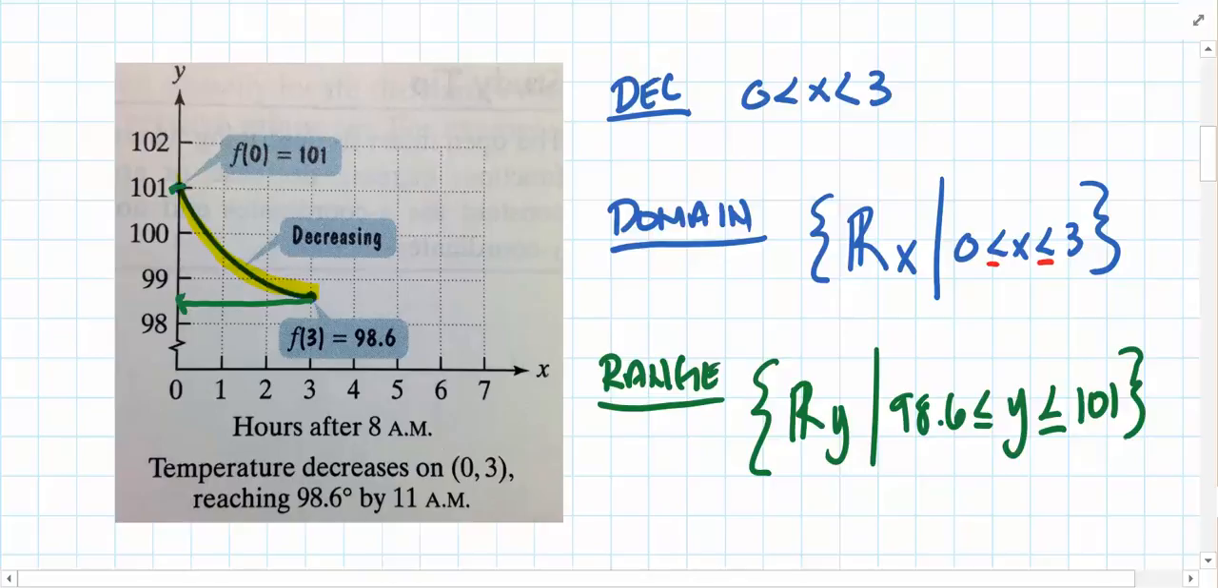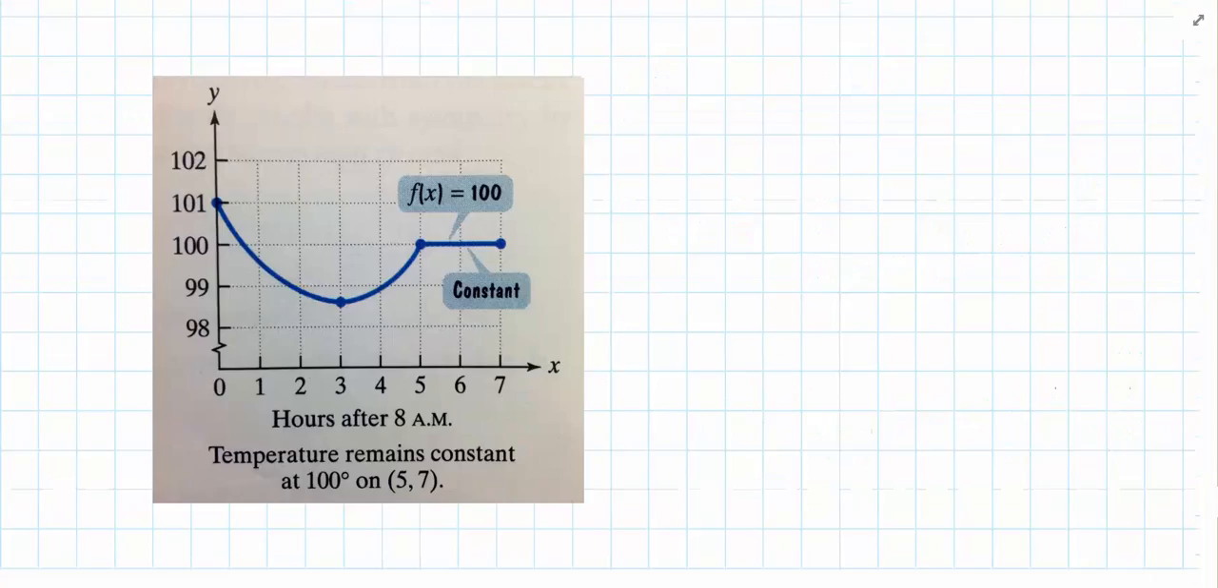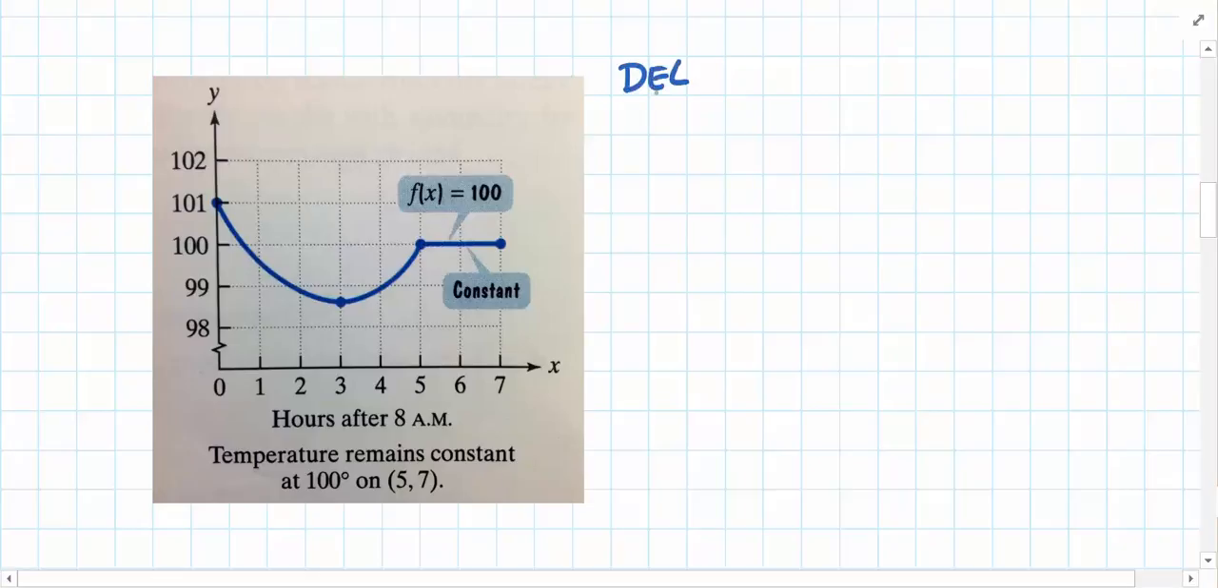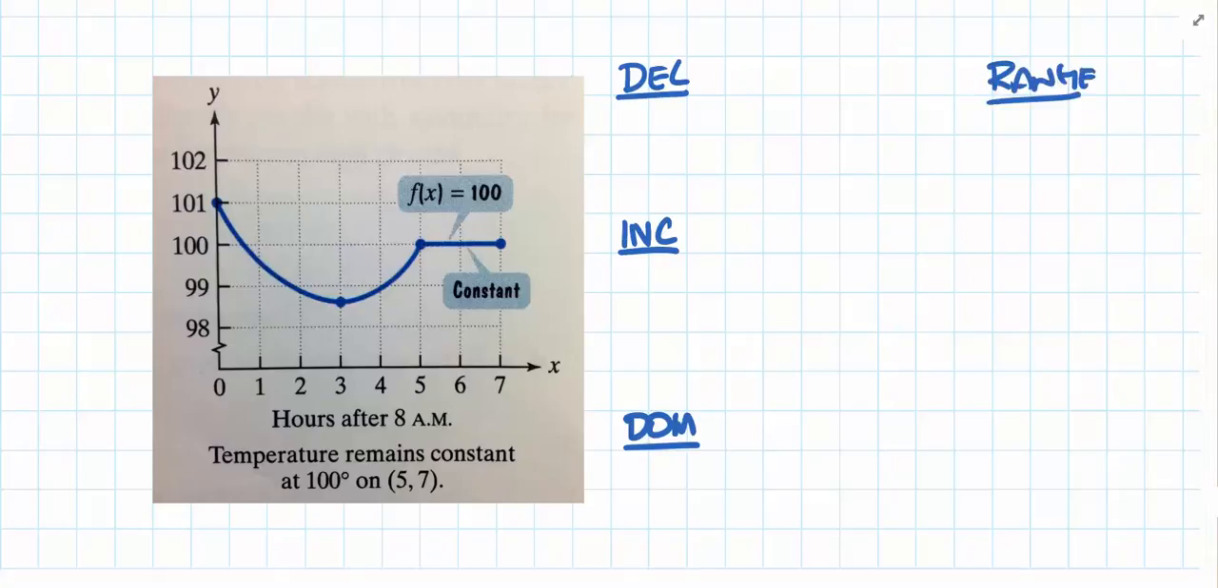Let's take a look at this graph. Let's talk about where this graph would be decreasing, where it would be increasing, the domain for this graph, and the range for this graph. So first, let's start with the decreasing interval. Where would this graph be decreasing? 0 to 3. So I'm going to choose to write this one in interval notation. From 0 to 3, that's where it's decreasing.